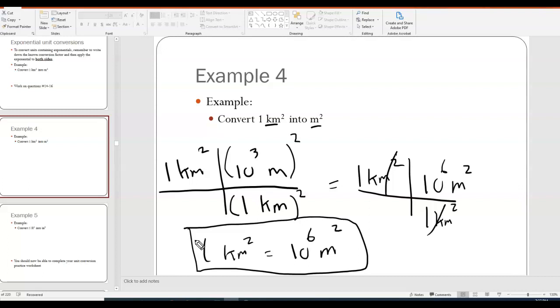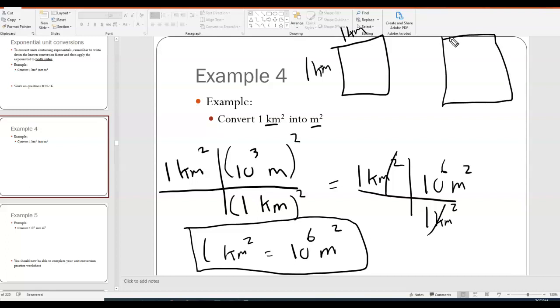Now, if you're a more visual person and you want to understand why that works that way, imagine a square 1 kilometer by 1 kilometer. I'm not going to draw everything, but let's say you break this up into a grid with 1,000 boxes across and 1,000 boxes down. Each side of this square would be 10 to the 3 meters. This would be 10 to the 3 meters. This would be 10 to the 3 meters. And so if you were to find the area, you would do 10 to the 3 times 10 to the 3, which would be 10 to the 6. So that's maybe a more visual way of thinking about this concept. But that's how you do exponential unit conversions.